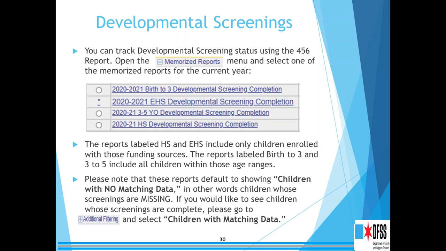However, if you want to instead flip that around and look at which children have received their screenings and what the outcome was, you can go into filtering, open up the additional filtering tab and change where it says children with no matching data to children with matching data, and then you will be able to see a list of all the children who have had their developmental screenings. But for now, since most of them aren't in, it's more useful the way it is.